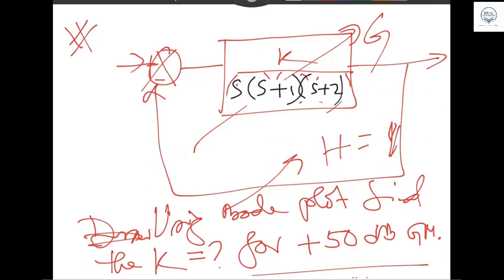Instead of 2, you can assume this value is equal to 1. Normally, whenever K value is not given, you have to assume K value equal to 1. And then you can draw your log magnitude curve, phase angle curve, and find the gain margin. Then you see how much your gain margin differs from 50 dB, and adjust that. And then you can find your required K value. You get my point?